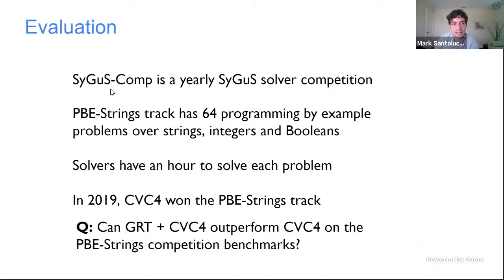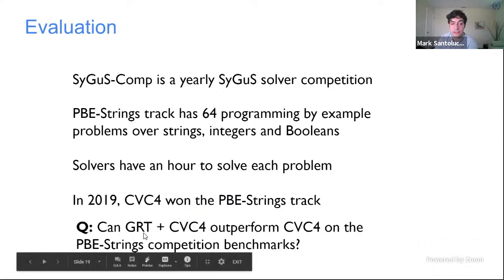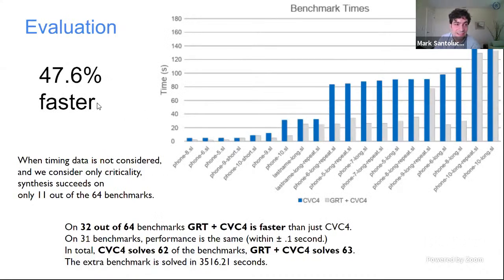So we looked at SyGuS comp, which is the SyGuS competition. Rajiv was telling us a bit about this. Within the SyGuS competition, there's a number of different tracks. I think there's 5 tracks in 2019. And the PBE strings track is one of those. So programming by example for strings, there's 64 examples. And solvers get an hour to solve each problem. And so we ask, can our grammar reduction tool, GRT here, working with CVC4 outperform CVC4 by itself? And the short answer is yes, 47% faster to add this grammar reduction tool in front of CVC4.